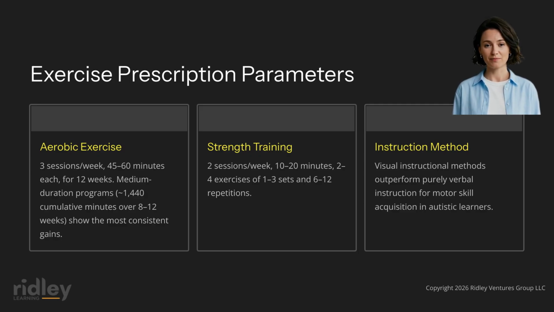Medium duration programs of roughly 1,440 cumulative minutes, equivalent to approximately 8 to 12 weeks of 45 to 60-minute sessions per week, emerged as the most consistent window in which measurable gains appear. Clinicians selecting between modalities should note that the evidence supports land-based, play-embedded programs more strongly than pool-based or technology-heavy approaches, and that visual instructional methods outperform purely verbal instruction for motor skill acquisition in autistic learners.